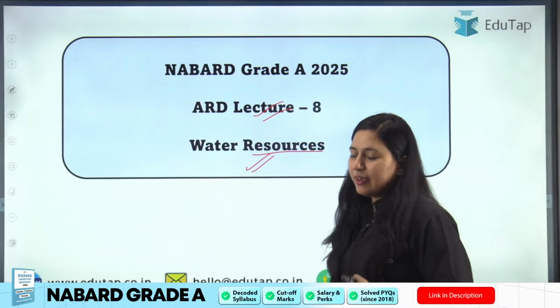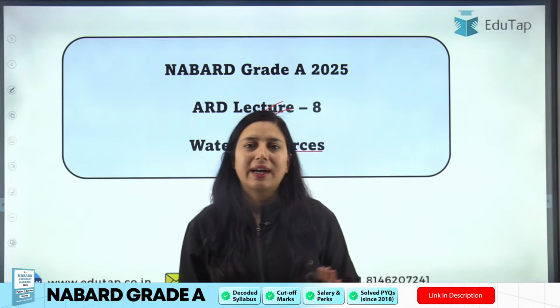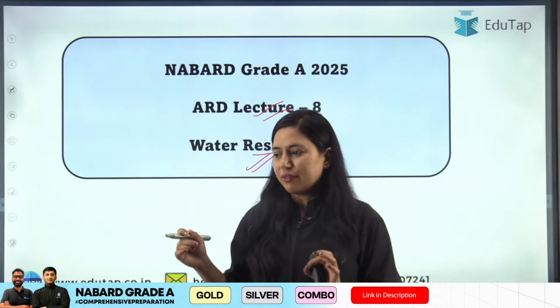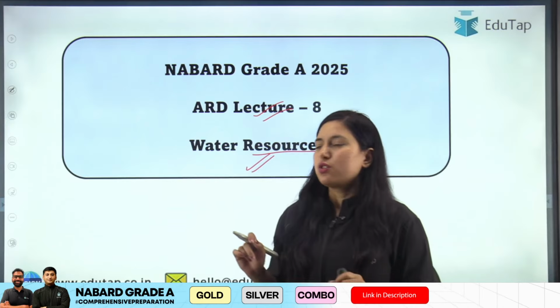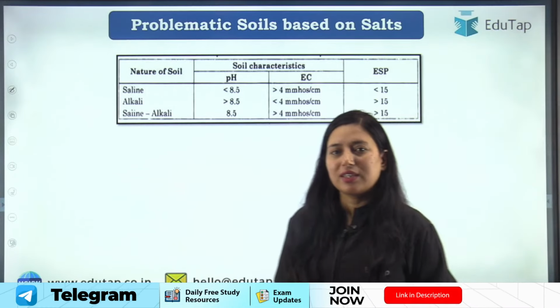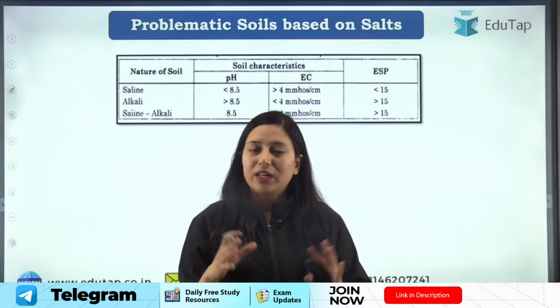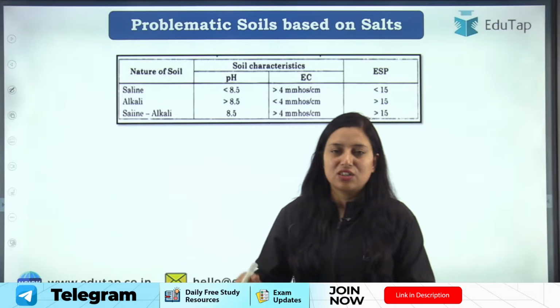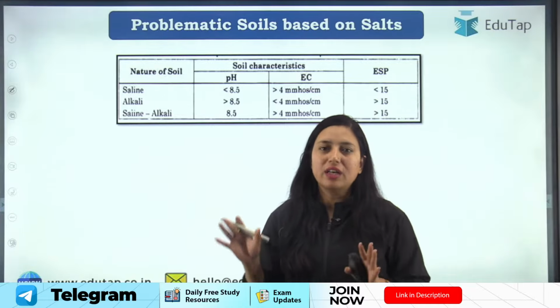So what I was saying is that in the previous session I discussed one question. There was some confusion, and I think I have given you the wrong answer for that question. That was regarding the problematic soil. Okay, so let us understand well what are the different types of problematic soil and what is the pH, EC and exchangeable sodium percentage for different soil.